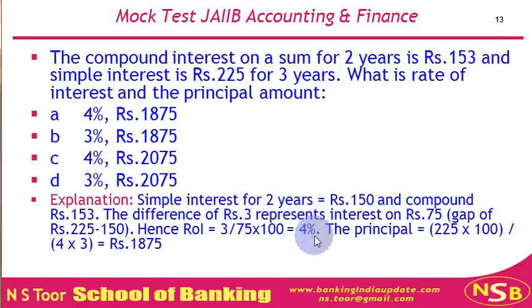Now we can make the calculation of the principal amount also. To calculate the principal amount, interest multiplied by 100 divided by rate of interest into period. So we can make the calculation: 225 into 100 divided by 12, so 1875, that is the principal amount. So 4% and 1875, this is our option. Here we have the option 4%, 1875.